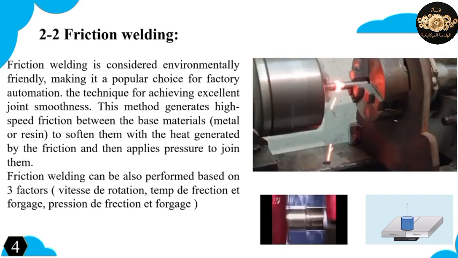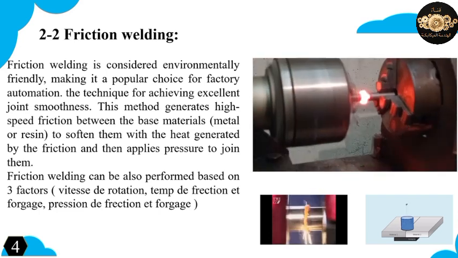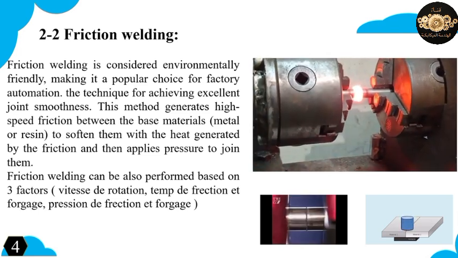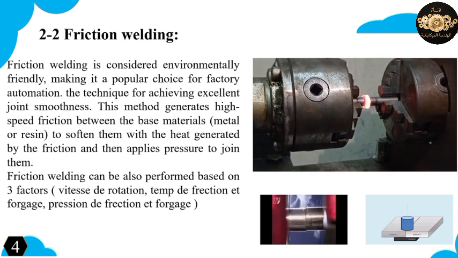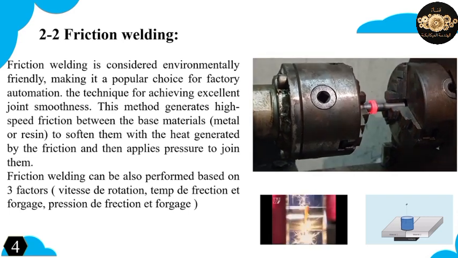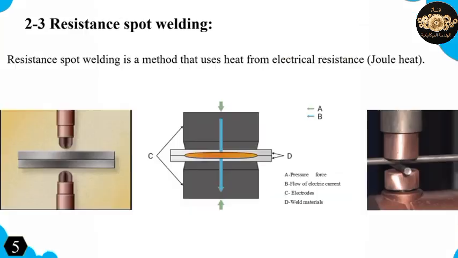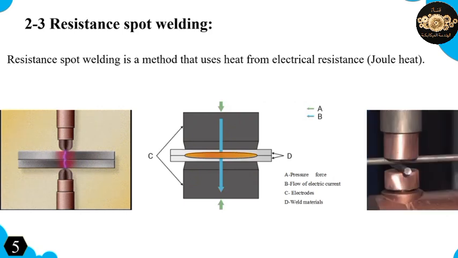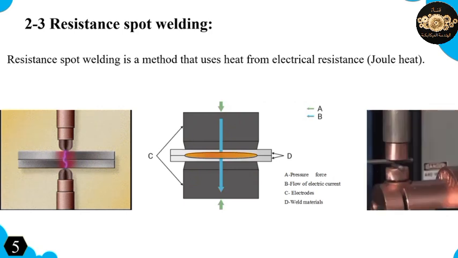2. Friction welding. Friction welding is considered environmentally friendly, making it a popular choice for factory automation, the technique for achieving excellent joint smoothness. This method generates high-speed friction between the base materials, metal or resin, to soften them with the heat generated by the friction and then applies pressure to join them. Friction welding can also be performed based on three factors. Resistance spot welding. Resistance spot welding is a method that uses heat from electrical resistance.